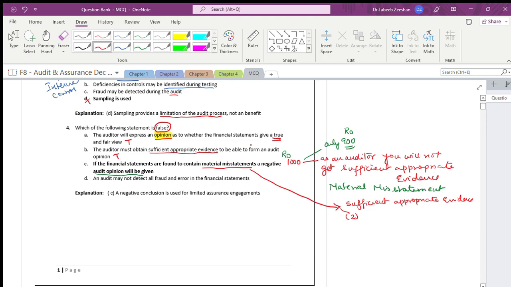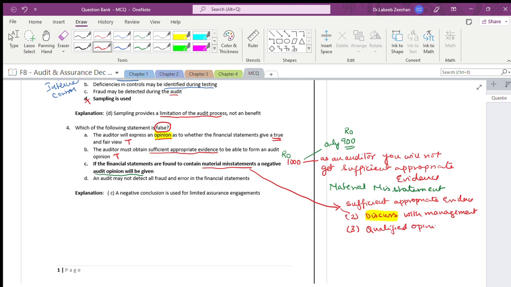What is the second option? The second option is you have to discuss with the management. That's very important. All through the audit, whenever you have any requirement, you have to discuss with the management. And last, you should never give a negative opinion. Nobody will give a negative opinion. People will give a qualified opinion, related to the subject matter.